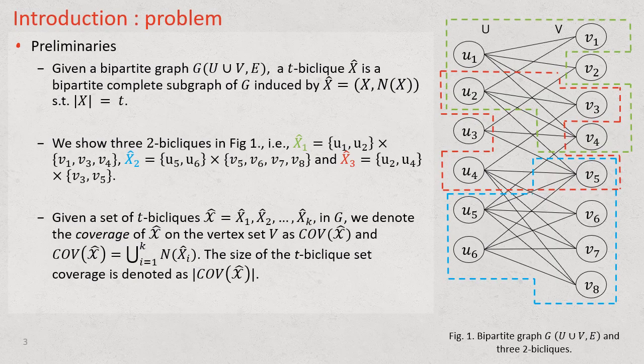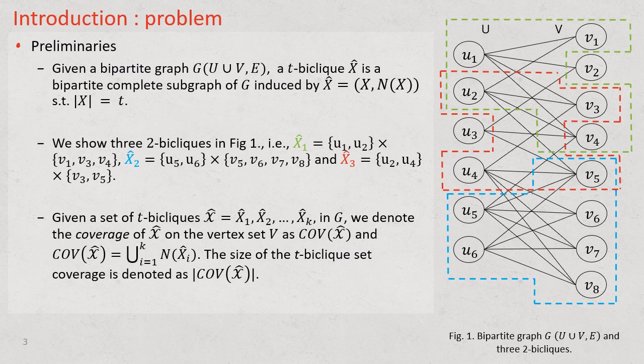We start by defining a t-Biclique as follows. Given a bipartite graph G, a t-Biclique is defined as a bipartite complete subgraph of G induced by the vertex sets X and its neighbors N of X, and the number of vertices in X is equal to t. We distinguish a t-Biclique representation from other bicliques with a circumflex or a caret symbol over the vertex set. That is, a t-Biclique with vertex set X and its neighbors N of X is represented as X with a circumflex. In figure 1, we show three t-Bicliques, namely x1, x2 and x3 with the circumflex.